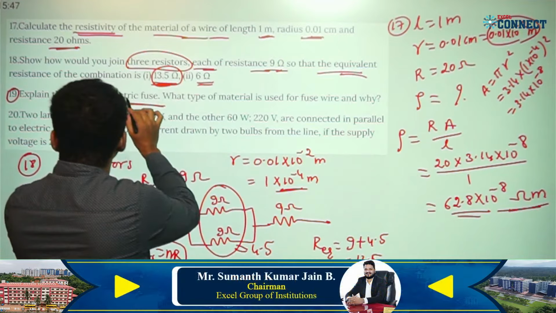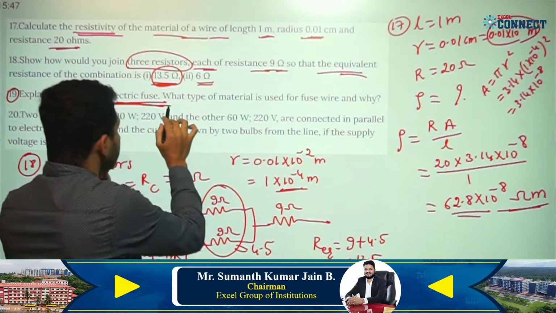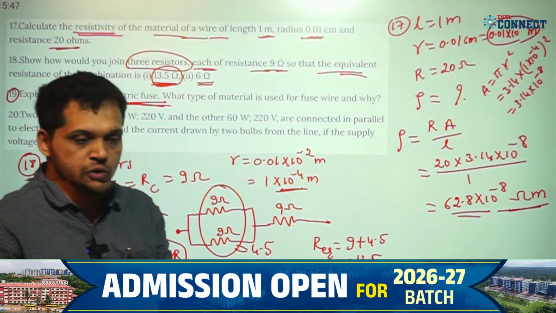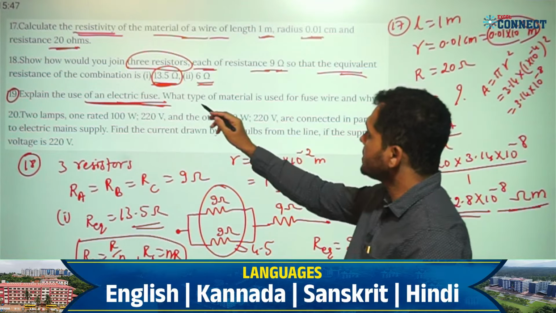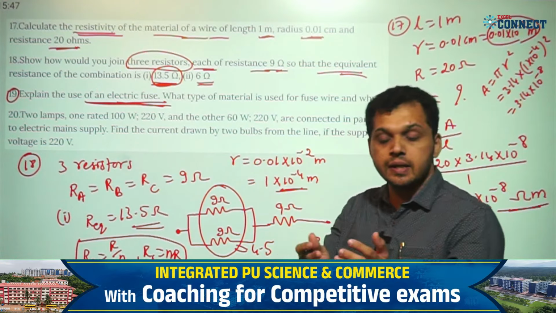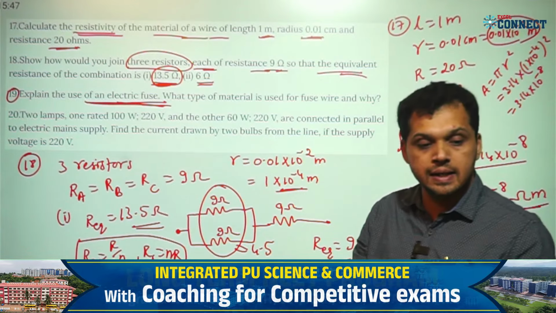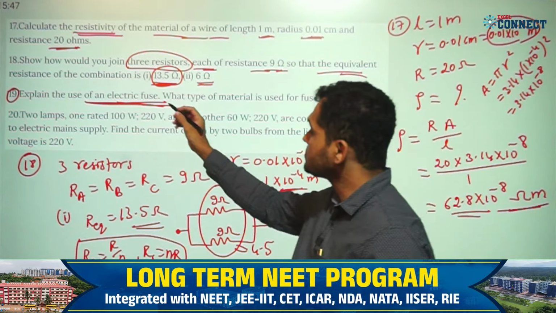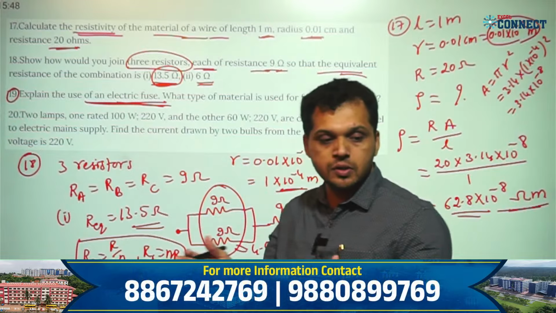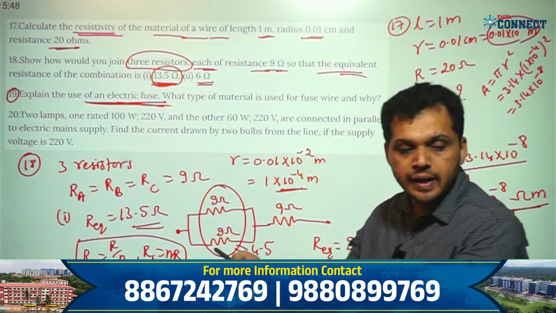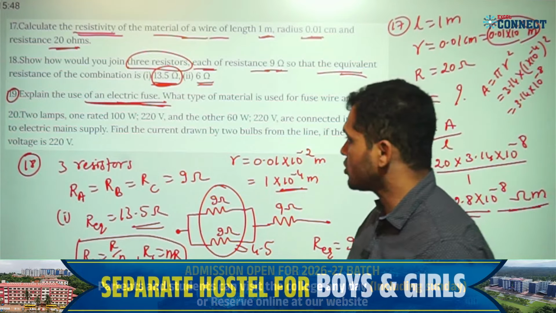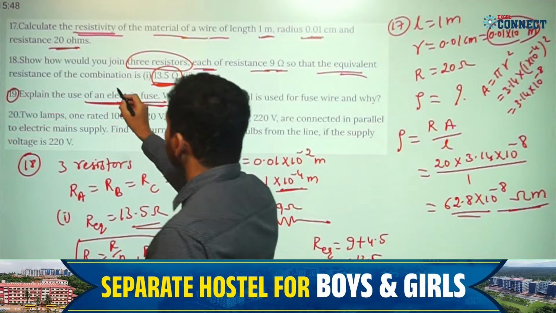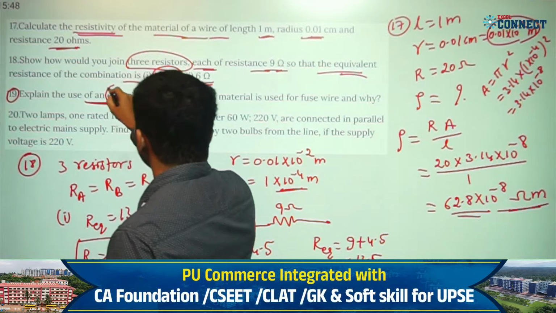A fuse is used as a circuit breaking or circuit protecting device. When high current comes, the fuse wire will melt. As the fuse wire melts, the circuit will break. As the circuit breaks, no current will pass further, so high current will not pass to your device, and the device will be saved. The device becomes safe.